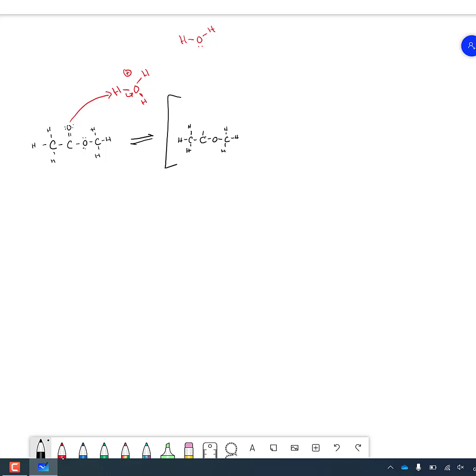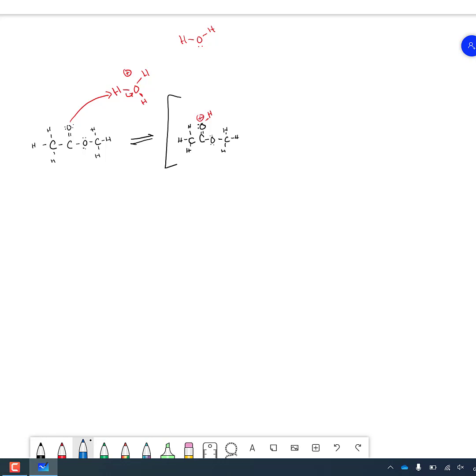Okay, so we've still got the carbonyl double bond. But now we've got a hydrogen brought on. And of course, that gives us oxygen 3 bonds and only 1 free pair of electrons. So it's got a plus charge, and that is not stable.